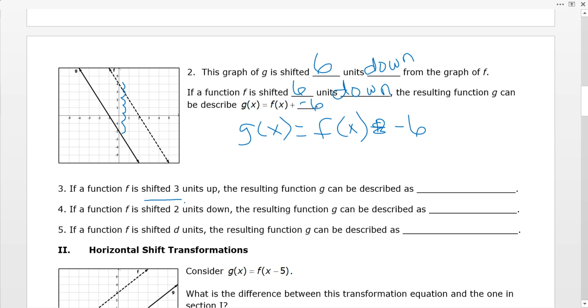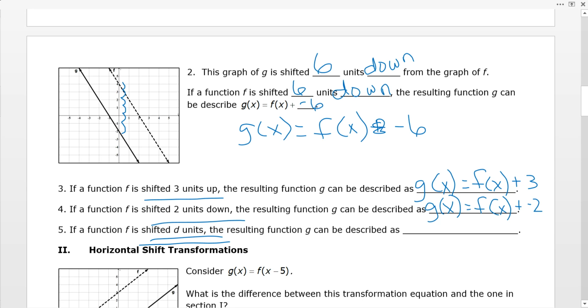So let's look at number 3. If it shifted 3 up, g of x equals f of x plus 3. If it shifted down, then g of x equals f of x plus negative 2 or minus 2. But notice if we're shifting d units, we don't know if d is positive or negative. So we're going to put g of x equals f of x plus d. And we know that if d were negative, it would be plus a negative or minus.